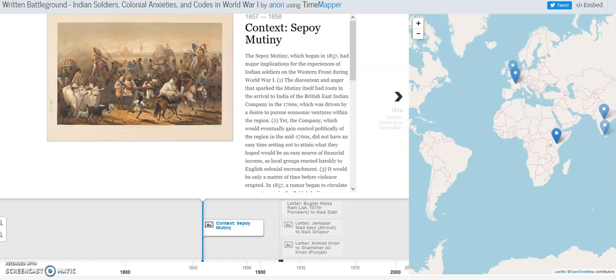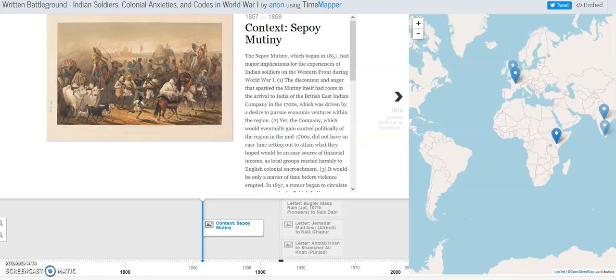So as you can see on my first little location here, the Sepoy Mutiny, which began in 1857, had major implications for the experiences of Indian soldiers on the Western Front during World War I. The discontent and anger that sparked the mutiny itself had roots in the arrival to India of the British East India Company in the 1700s, which was driven by a desire to pursue economic ventures within the region.